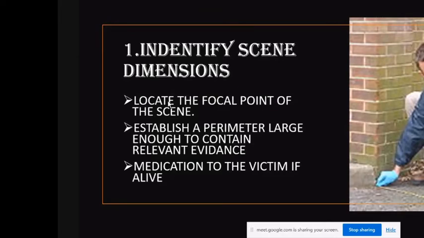So this perimeter, that is the initial perimeter, should be large enough so that no evidences are left outside the perimeter and those can be subjected to get destroyed. So we don't want that. So that is why the initial perimeter should be large enough to cover the whole area. And the third point, we see medication to the victim. If the victim is alive, then medication of the victim should be the foremost thing to do after reaching a crime scene.